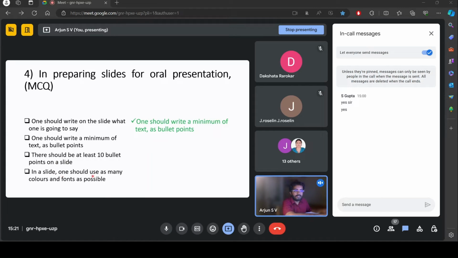In a slide, one should use as many colors and fonts as possible. No, we must never break the font family. It should always be in the same font family, and the text should always have the same color. So the only remaining option is one should write a minimum of text as bullet points. That will be the correct answer.